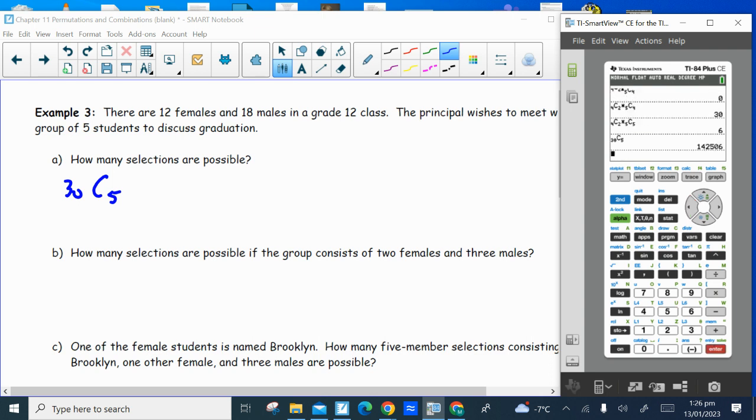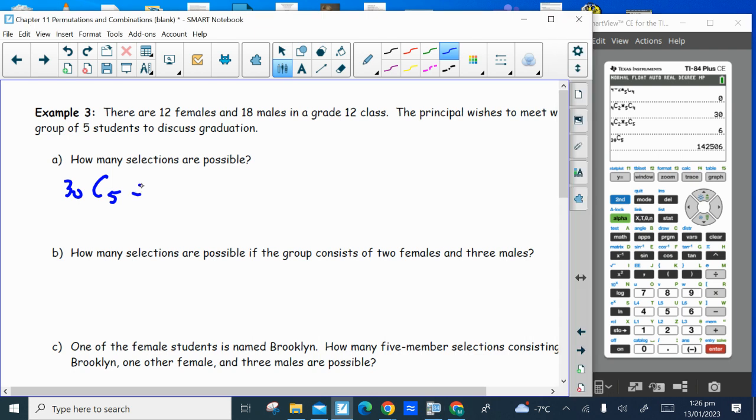So 30C5 is 142,506. So a big number. How many selections are possible if the group consists of 2 females and 3 males? So now we have to break them down between the 2 different genders.